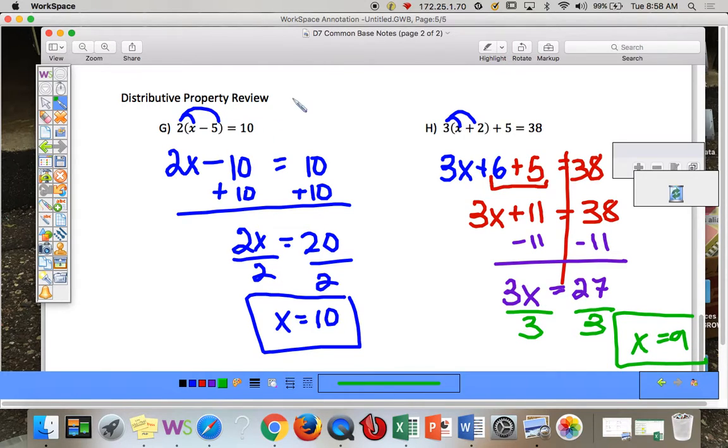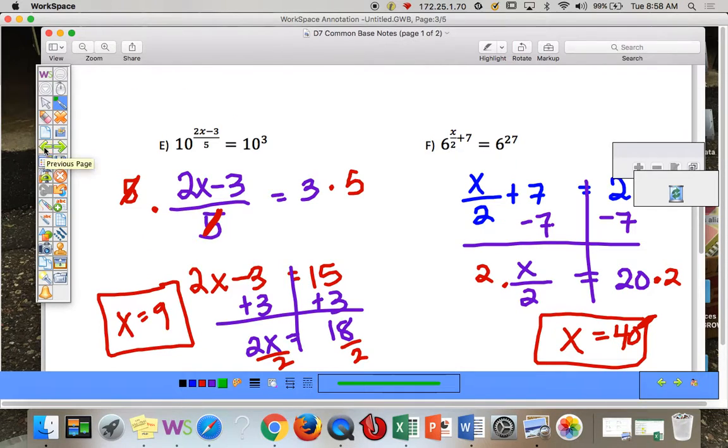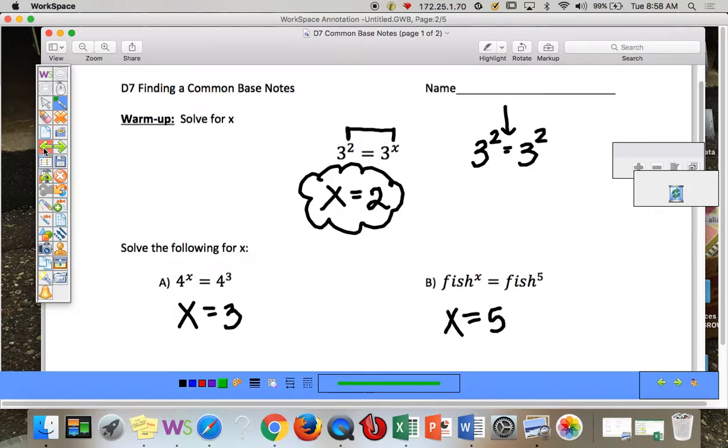So your assignment today will be a mixture of this review, looking at different bases, and then solving. Again, when you have two bases that are the same, you set them equal and solve.